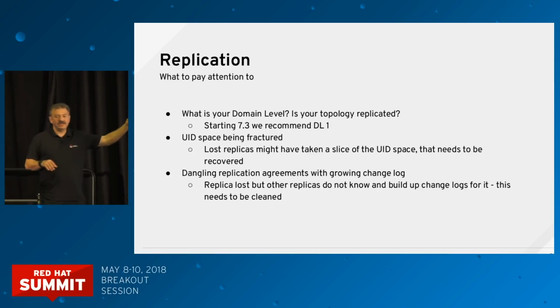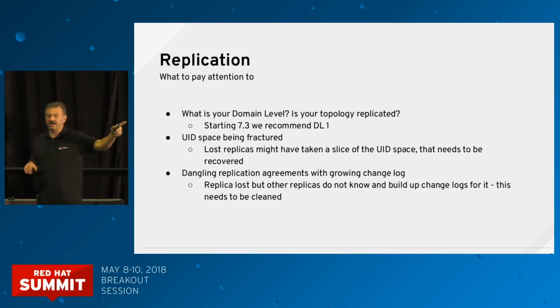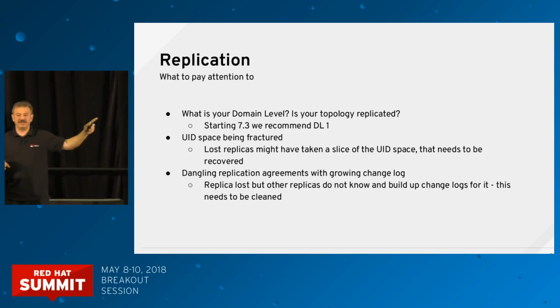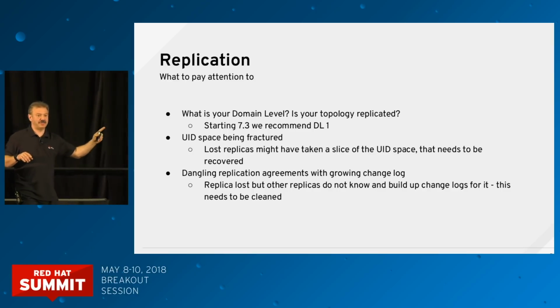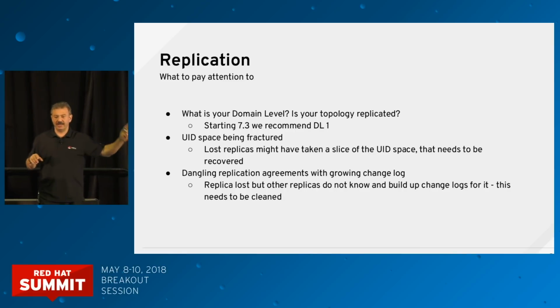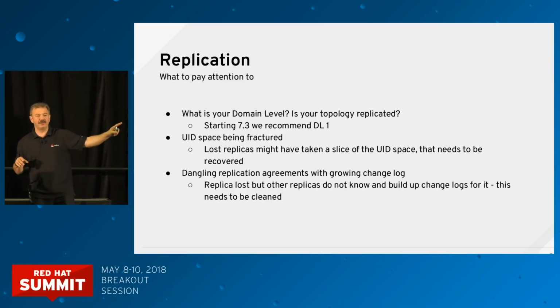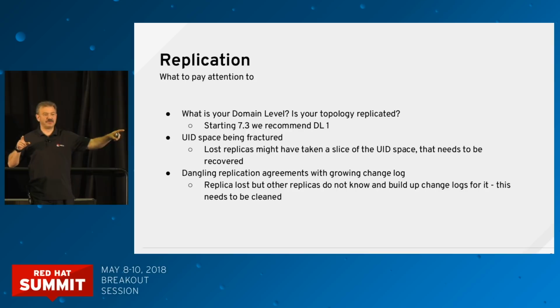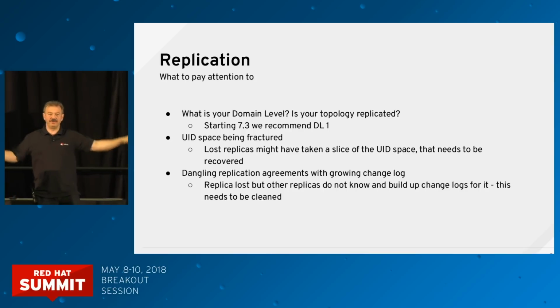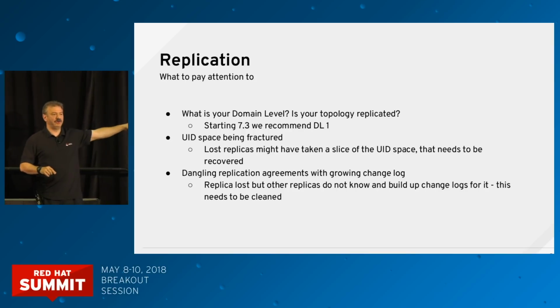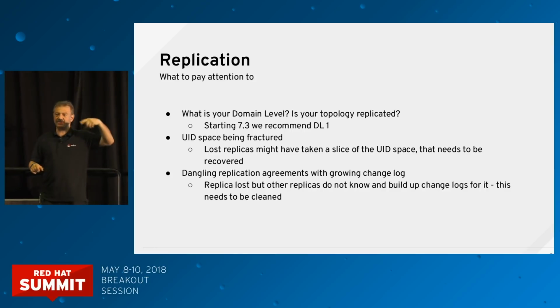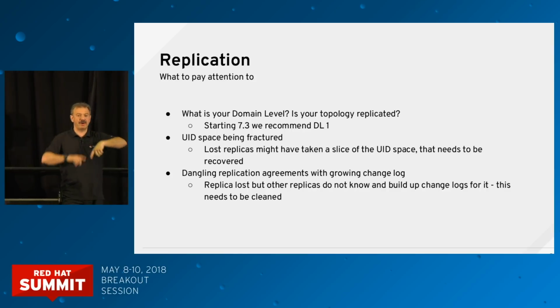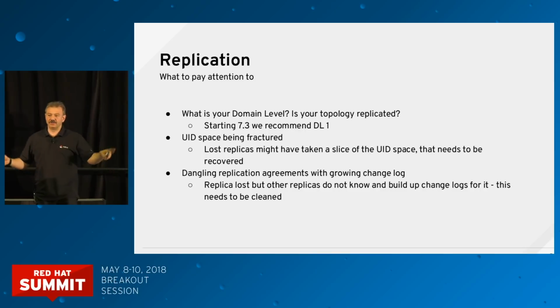So starting 7.3, there is a different kind of domain architecture, the replication architecture. There was a change, and it is an important change to know about. Before 7.3, replicas knew only about their peers. There was no global knowledge of the whole topology. Starting 7.3, every single replica knows about the whole topology. The whole topology information is replicated across.